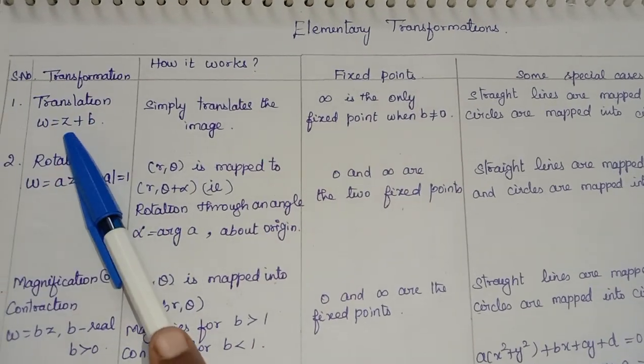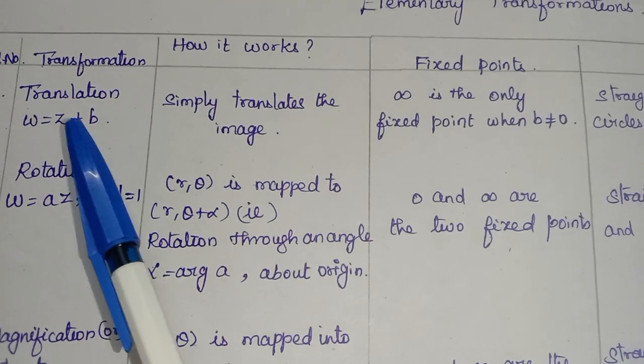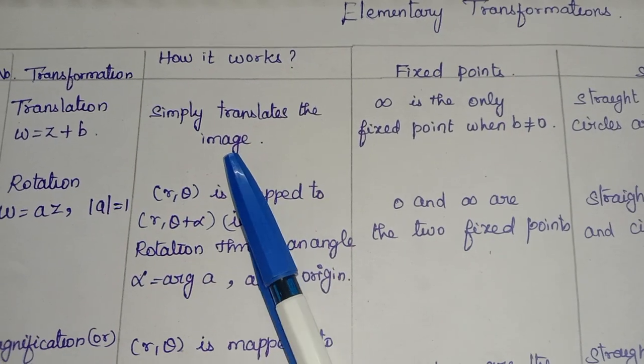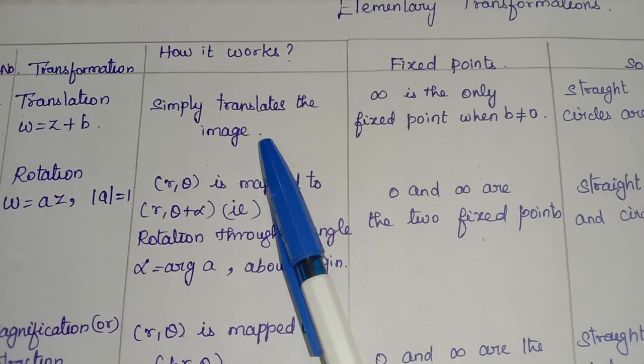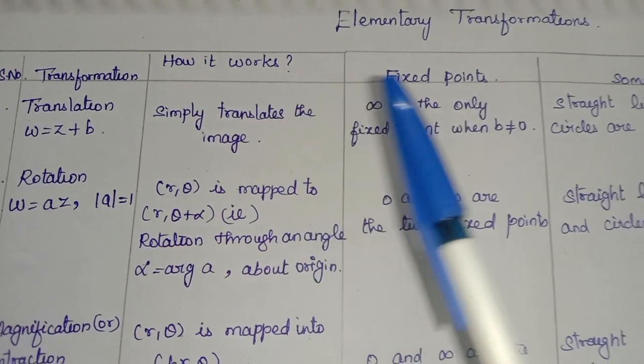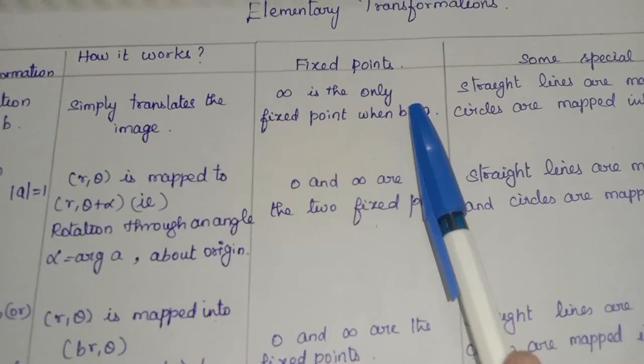Translation. The mapping will look like this: W equal to Z plus B. It just translates the image without any change in the size, shape or orientation. Okay, what are the fixed points? Infinity is the only fixed point.